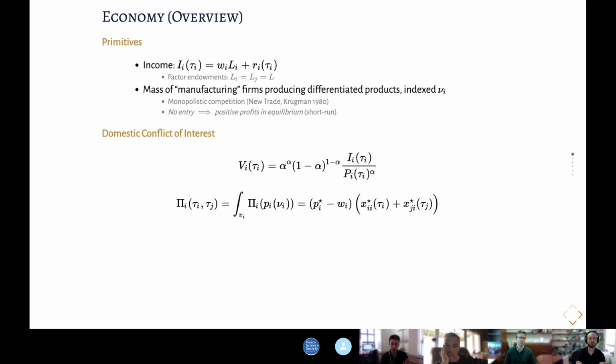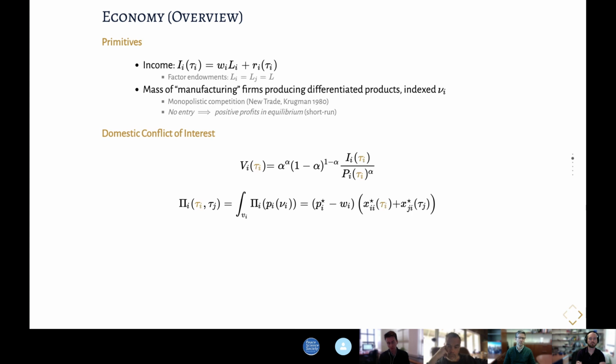And the core things that are going to come out of this economy are the two functions that I have here on the bottom of the slide. The first is the consumer's indirect utility over prices. And the second is the profits of the firms. Now, the consumers are going to benefit from low prices. So we see that the price index P_I here features in the denominator of the V function, which means that higher prices are bad. And tariffs raise prices. So consumers want to keep tariffs as low as possible.